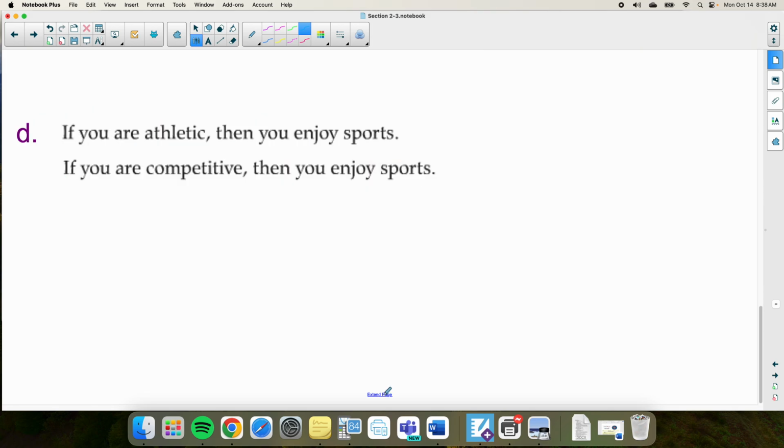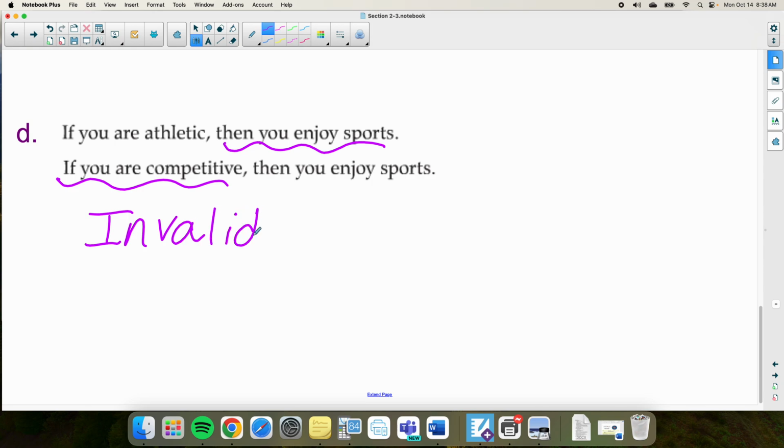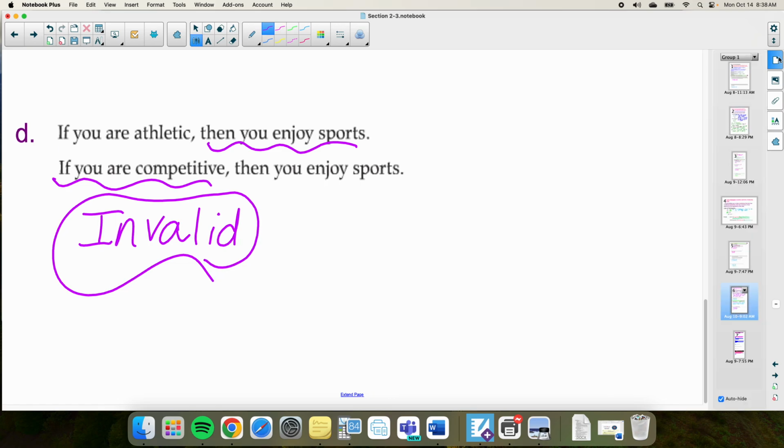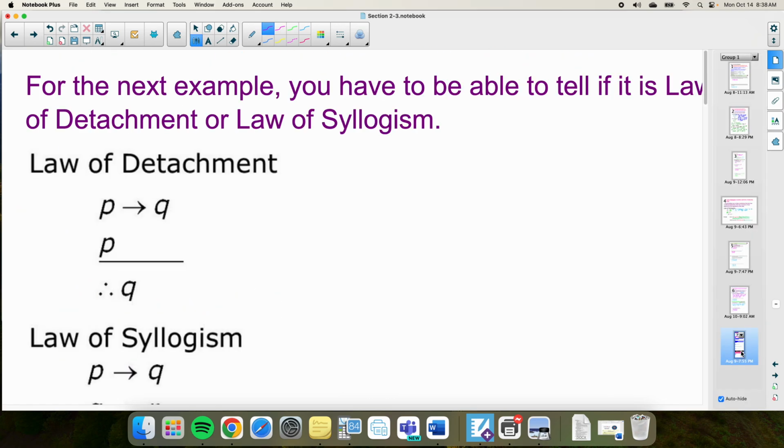Then let's look at this one. Does this look right? Is the ending of this and the beginning of that talking about the same thing? No. So then we just write invalid. Okay. All right, so let's go to our last page.